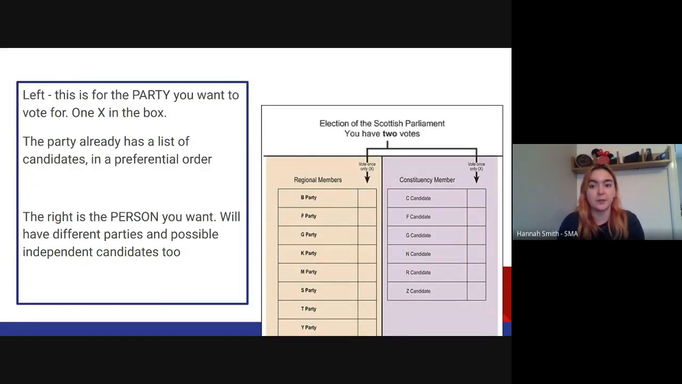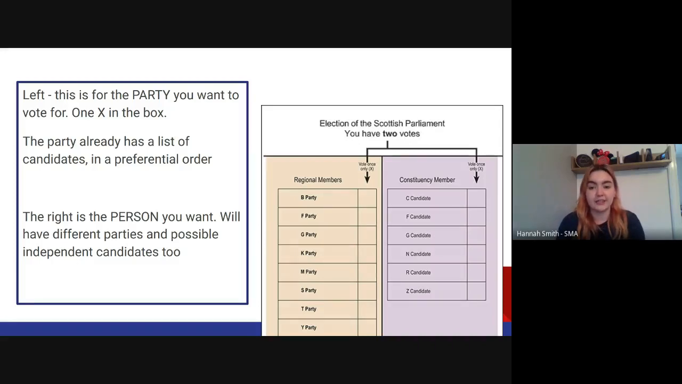These are what the voting sheets, your ballot papers, look like. On the left, the one that's an orangey colour, it's your regional members. This is for the political party you like the best, and you just put an X in the box. So it is still a dead simple 1 X, that's it. The one on the right is the person that you like. So the candidate, John, Sarah, Hannah, Bob, whoever it might be. Now, they will be linked quite often to political parties, and you might have someone that is standing as an independent as well. So both need an X in the box, but both get you very different things.